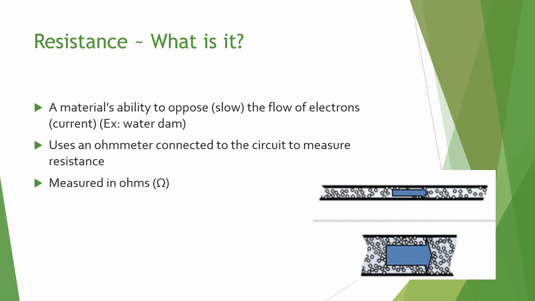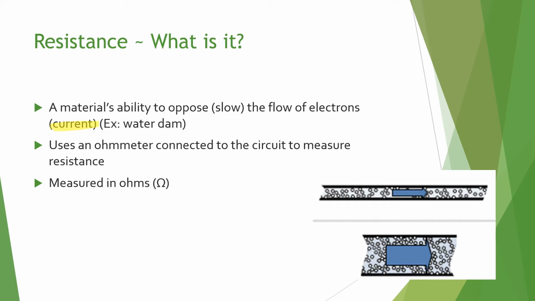Okay, now we're going to talk about resistance. So resistance is a material's ability to oppose or slow the flow of electrons. And remember, the flow of electrons is current. Okay, so resistance is when something is trying to slow down the flow of electrons. So in our water tank theory, if say sand or rocks were added to that water tank, those would slow the flow of the water, which we know the flow of water is represented by current. Okay, so those would be an example of resistance slowing the flow of electrons.